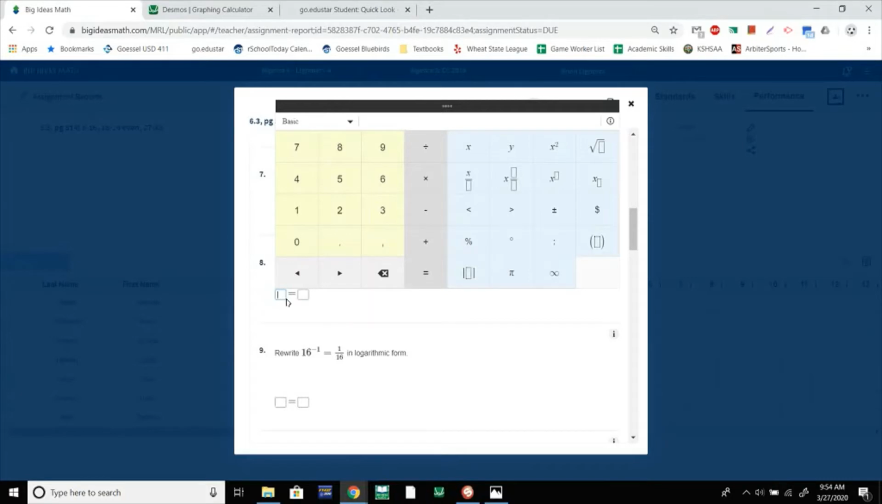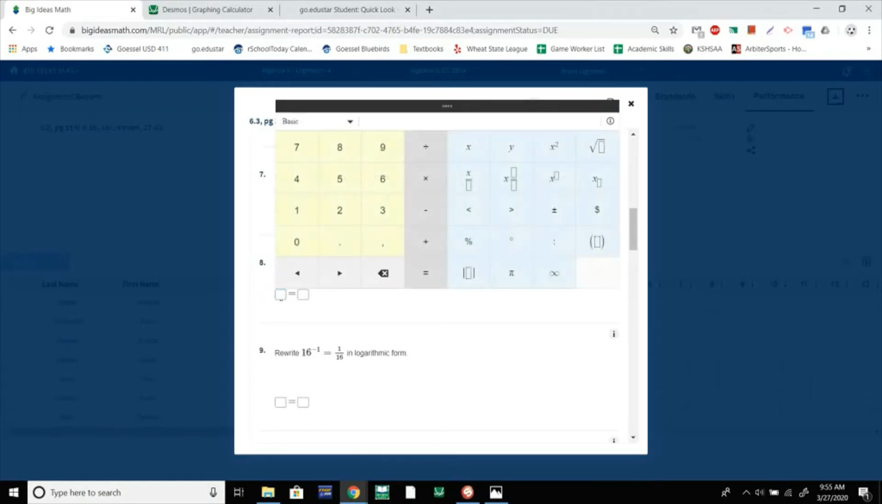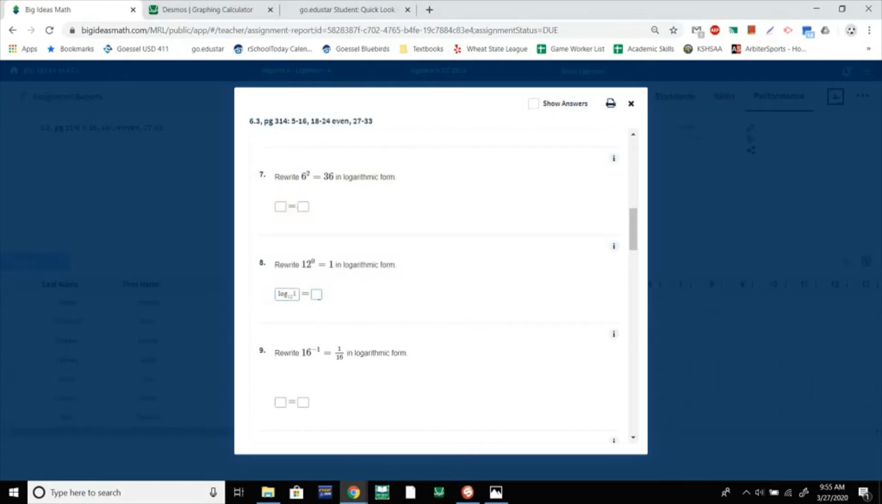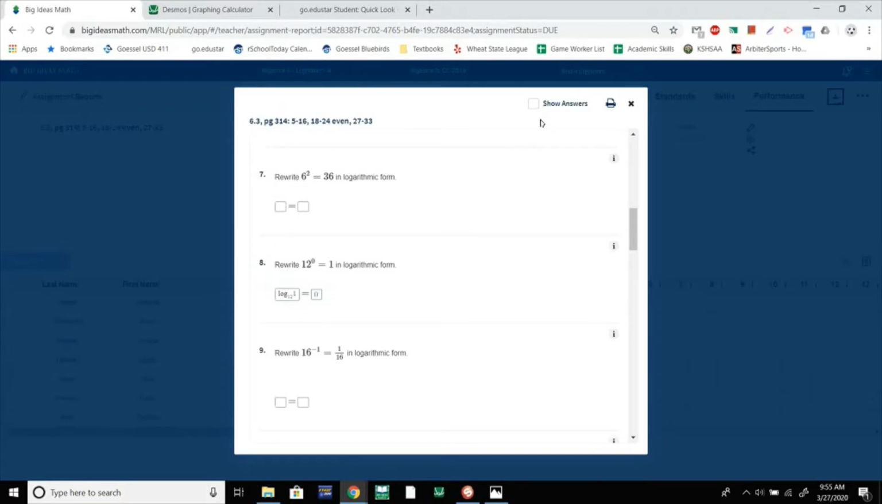Okay, how do you type a logarithm here? So log, maybe you need to do this, base 12 of 1 equals 0. That'd be my guess. That's how you do it.